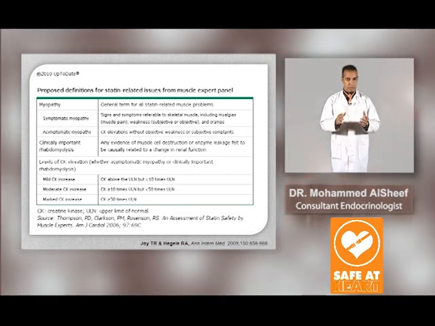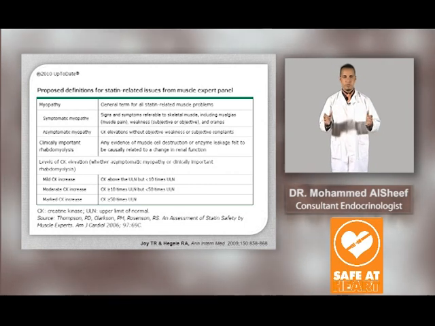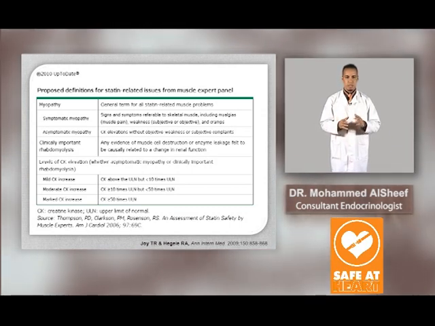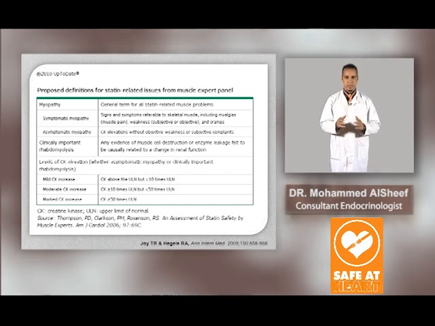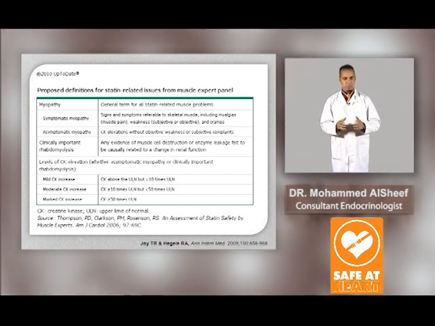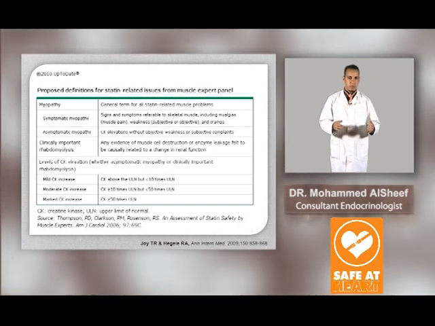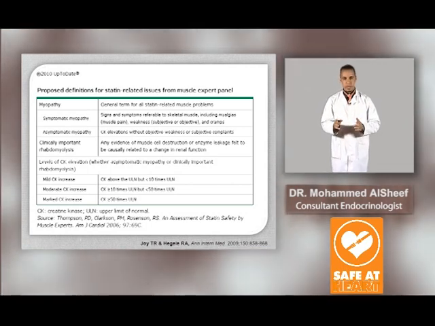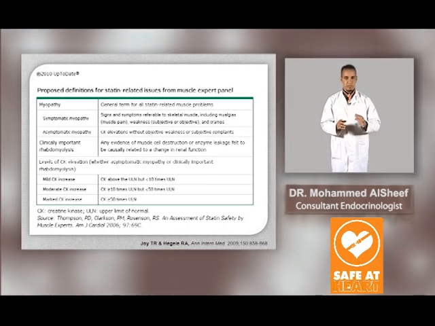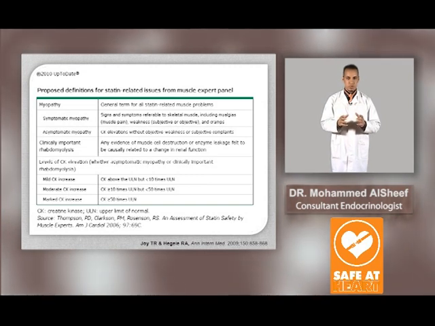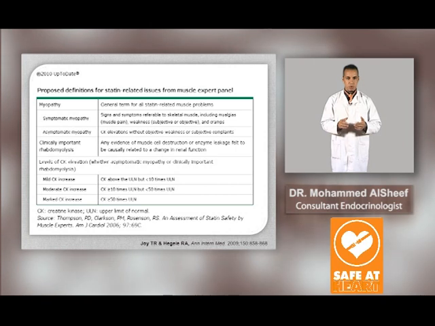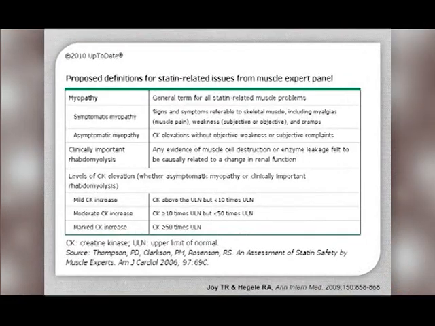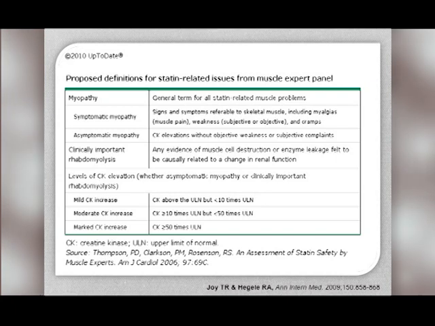So myopathy, as I have mentioned earlier, is a general term for all statin muscle problems. Symptomatic myopathy means signs and symptoms referable to skeletal muscle, including myalgias, muscle pain, weakness, subjective or objective, and cramps. And asymptomatic: sometimes a patient is taking a statin and, incidentally, while you are looking for something else, you'll see a high CK, but without any objective weakness or subjective complaint. So this is important. And then we have the clinically important rhabdo, which is any evidence of muscle cell destruction or enzyme leakage felt to be causally related to change in renal function. And we have mentioned that CK increase can be classified as mild, moderate, or marked.